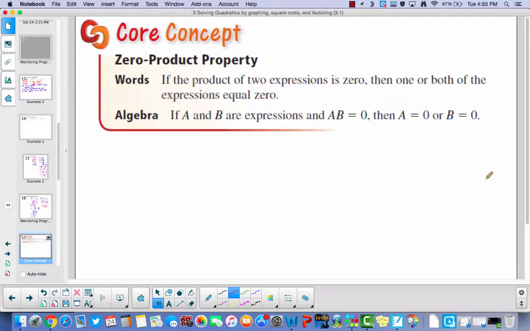Okay, the next thing we're going to talk about is solving by factoring. We've been talking about factoring, and that's why we did that, to get this set up so that you would remember how to do that. Would you write this down in your notes? We have the zero product property. It says if the product of two expressions is 0, then one or both of the expressions equals 0. Or if A and B are expressions and A times B equals 0, then A equals 0 or B equals 0.